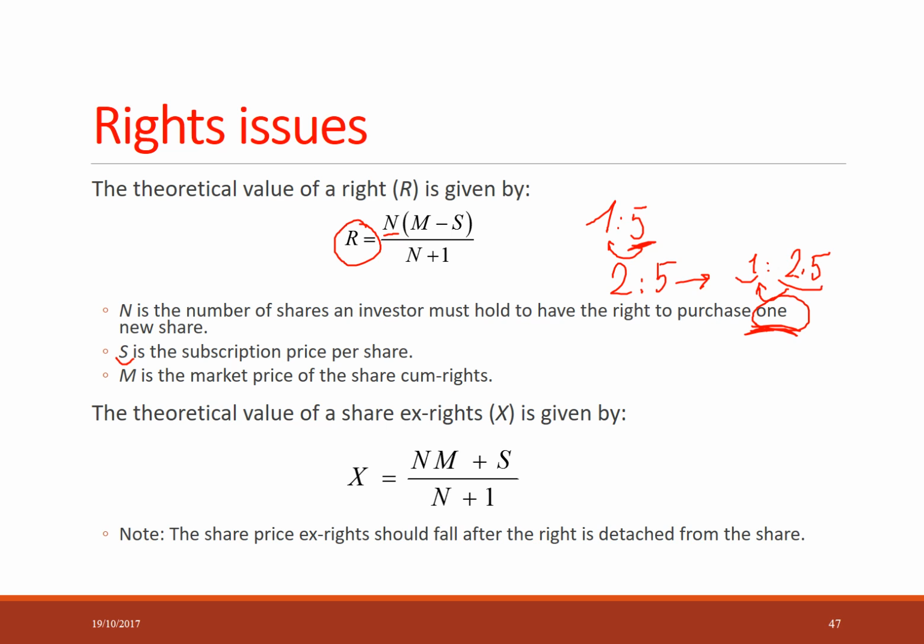S is the subscription price, meaning that this is the price under the rights issue. M is the current market price of the shares. The value of the share after the rights issue, or the ex-right value, is given by this formula here. This is basically just the average price of the share.